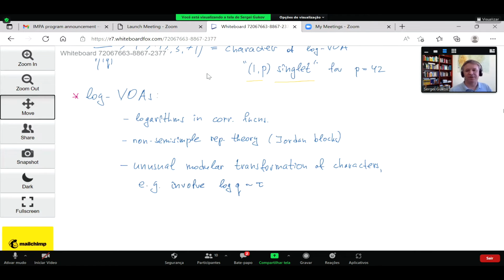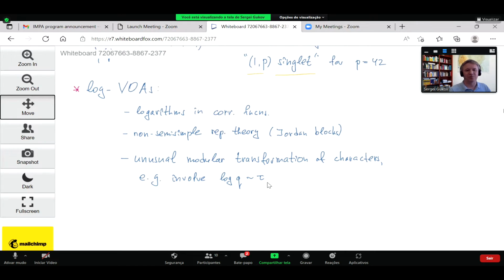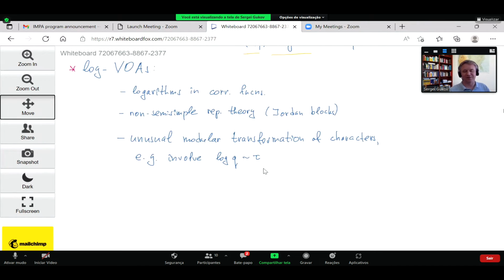So these properties are closely related, and again, I'm not going to explain their deep interconnections. This is to some extent explained in the references I mentioned and references therein. So there is huge literature, but I'll show you a couple of examples of these log VOAs, which are most relevant to present discussion to clarify, for instance, what is this so-called 1, p singlet?